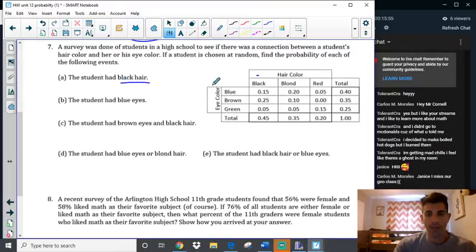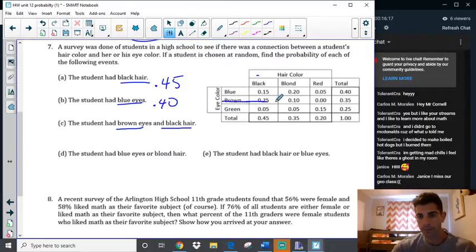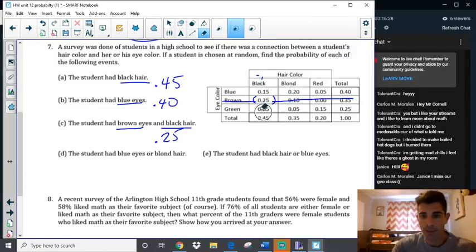So a student had black hair. We want all of them. That's 0.45. A student has blue eyes. Okay, so that's all of the students. Total was 0.4. The student has brown eyes and black hair. So if I say brown eyes here, and then black hair here, my intersection was right there, and that's at 0.25. Okay, so there's your end probability or end question there.